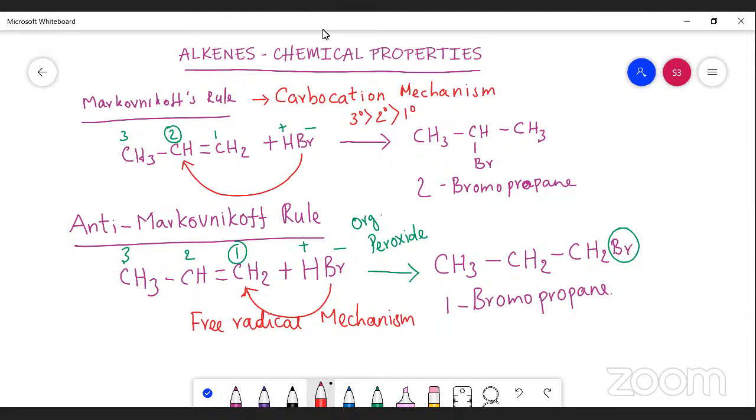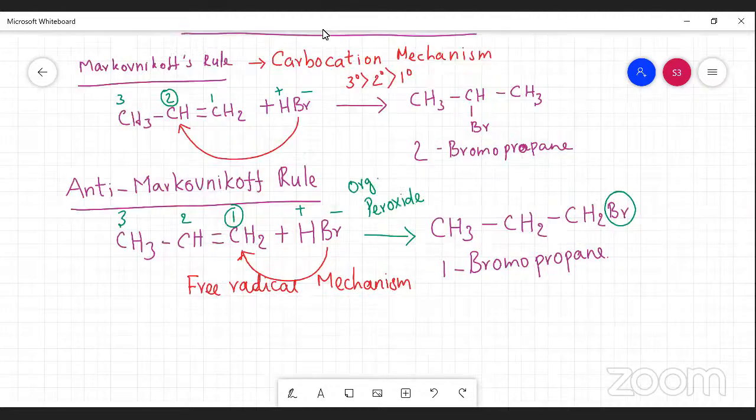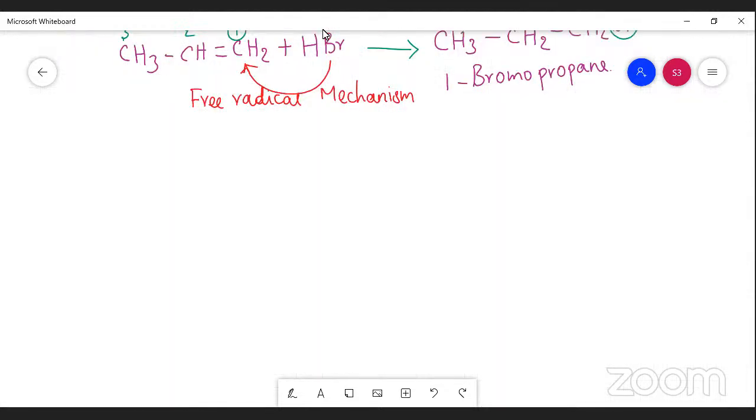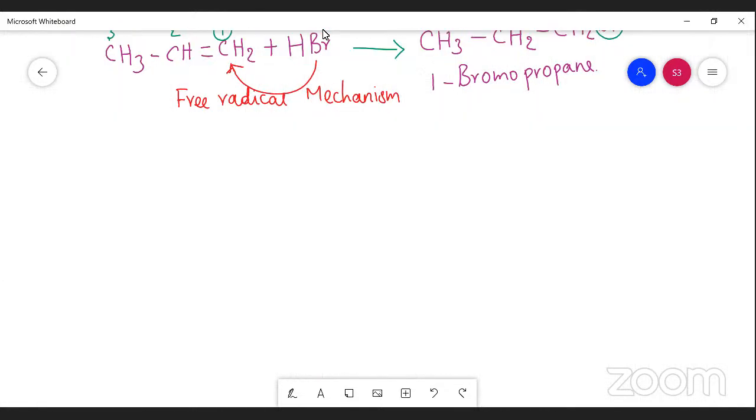Now we are taking the mechanism. It follows a free radical mechanism. Now we may see the details of the anti-Markovnikov reaction. We are taking propene, and first we are taking the peroxide. What is the peroxide we are using in anti-Markovnikov? Generally we are using an organic peroxide, that is benzoyl peroxide.